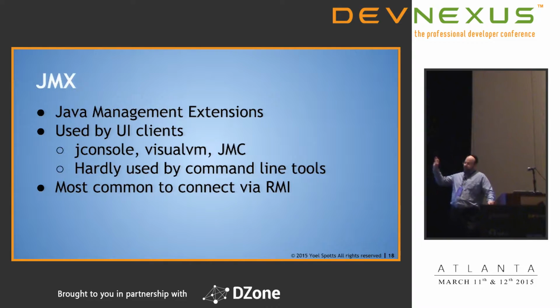So we'll mention it here as one of the communication entry points, but you won't see it much in the rest of the slides. It's the most common way used by the UI clients. And, at least in the spec, JMX does not specify what the transport mechanism is, and that's by design. The most common way to connect is through RMI, but in theory, JMX can connect via other mechanisms as well.